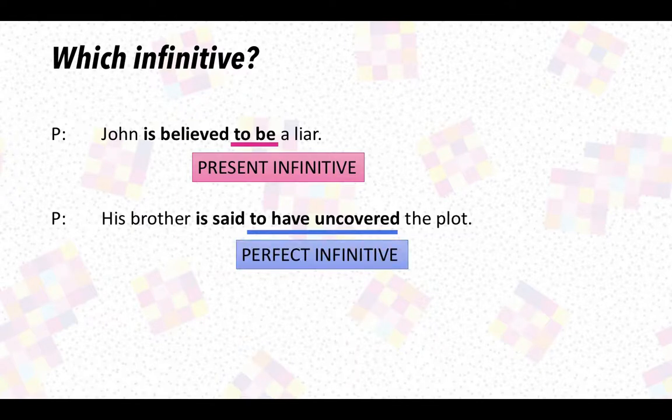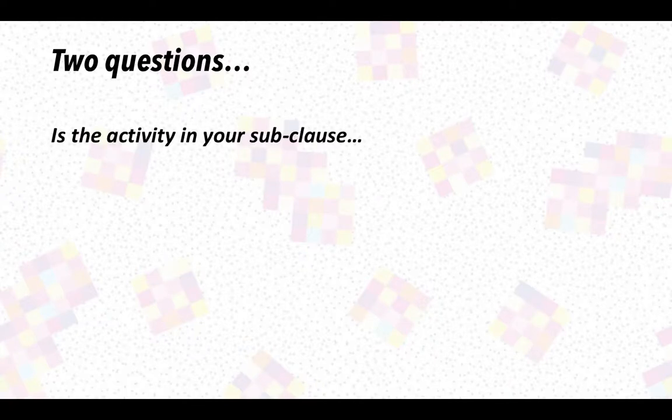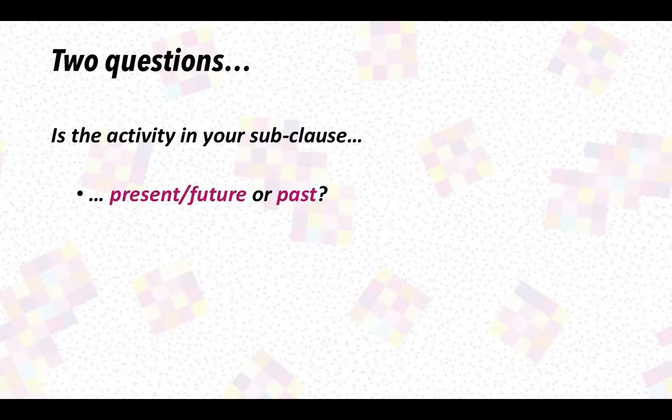So apparently, different sentences call for different infinitives, so which one do you need to use for your sentences? Well, to figure out which infinitive to use, you have to ask yourself two questions. Namely, is the activity in my subclause present, future, or past? And present and future belong together. And secondly, is it active or passive? And if you can answer these two questions, then you're always going to figure out which infinitive to use.